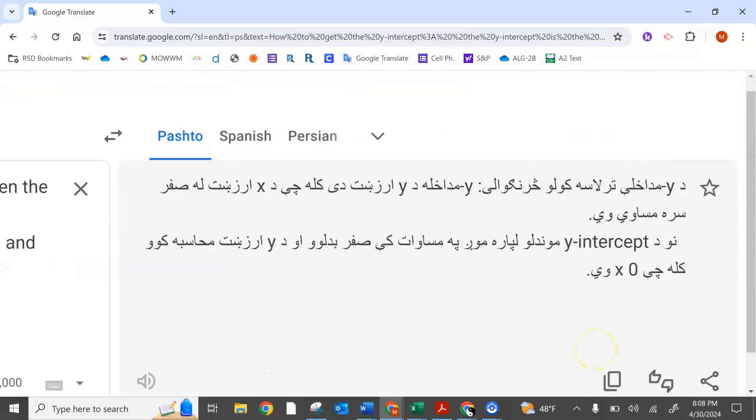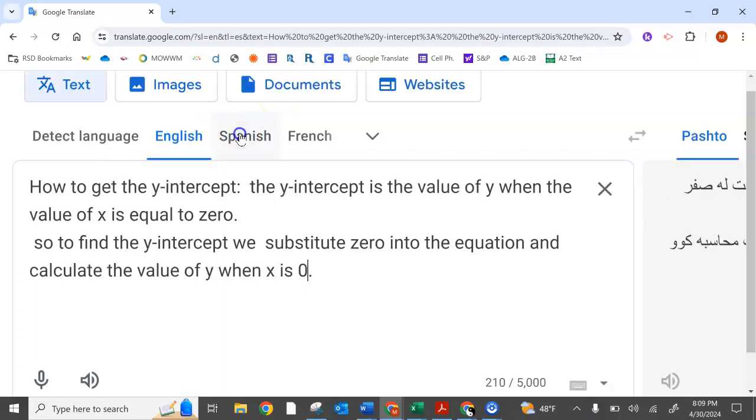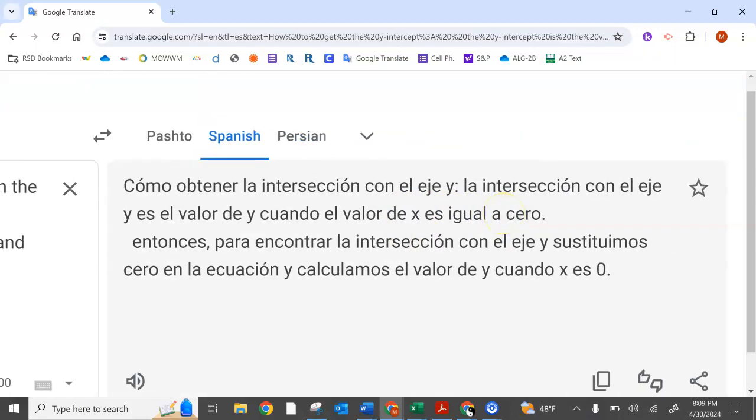So I'll let you see it in your language. So this is Pashto. This is Spanish. And now this is Persian.